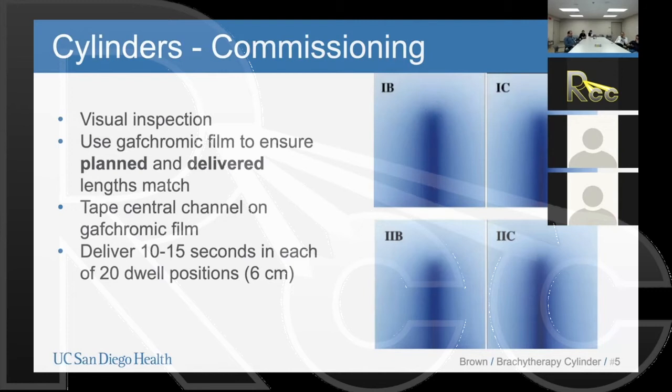And of course, that should match. So if you look here, where we've taped that central channel, matches almost exactly where the delivered dose is. So for this, we would be happy. If we had taped it here, we planned a specific length and then delivered it, and we got this dose distribution, this of course would not be good, right? Because we're not treating to the end of that central catheter. Any questions about that?